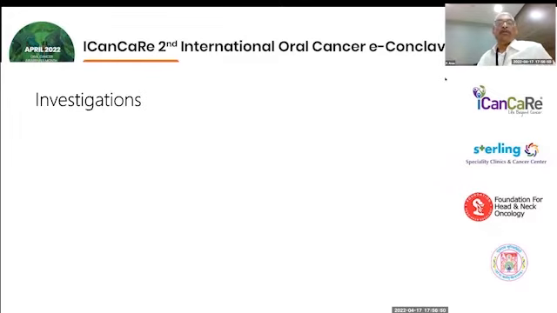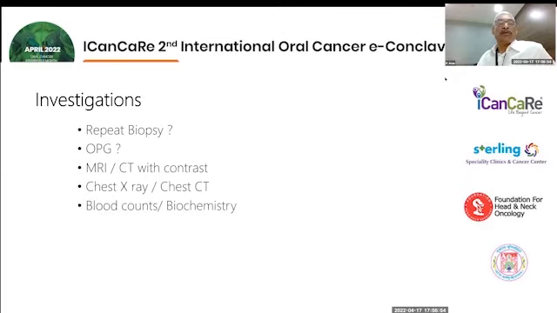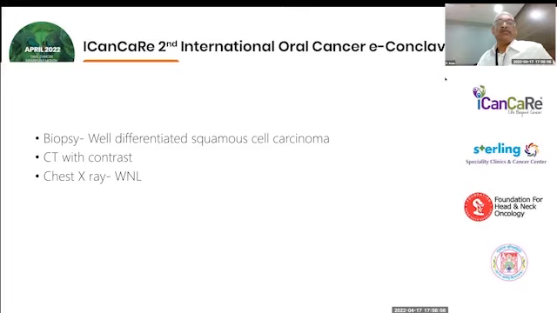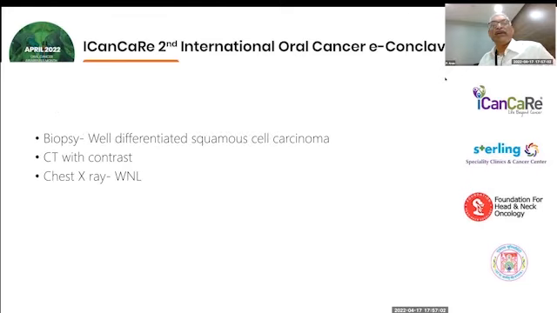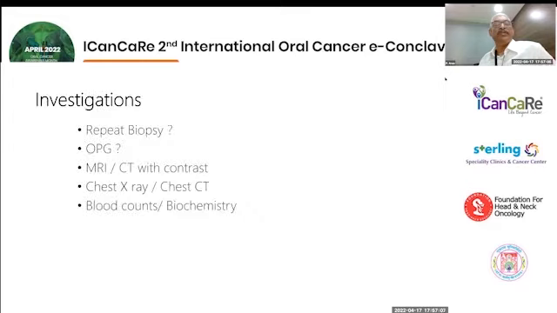So now we do a repeat biopsy. Right. The biopsy comes as a well-differentiated squamous cell carcinoma. So we are now ready to treat the patient. How do we proceed with the investigation? I have given you a list of investigations. We did a repeat biopsy here, and it did come positive.